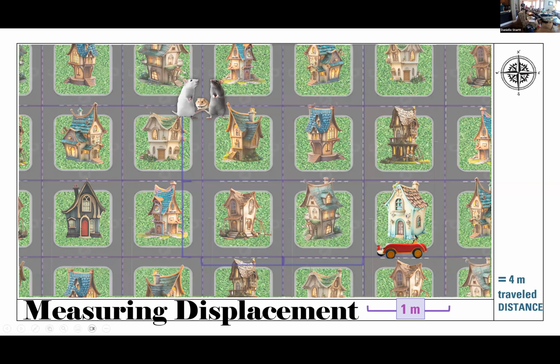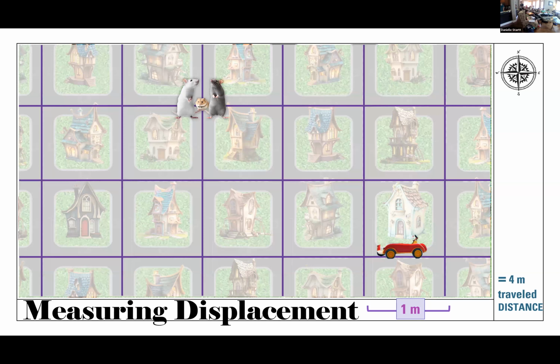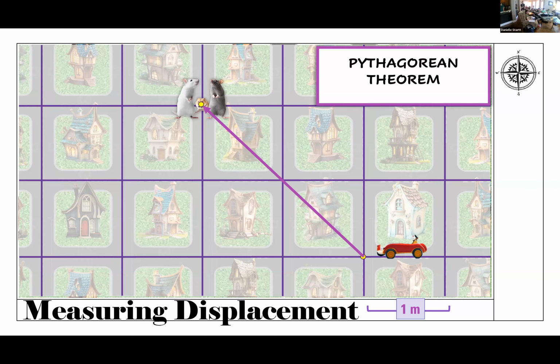So here we go. Let's make the neighborhood a little lighter so we can really see the blocks. So remember our unit here, we have a meter for these little squares, these little blocks. So this is his displacement. He's this far from home. But what is that? We're going to use the Pythagorean theorem. Let's all say it together. What is the Pythagorean theorem?